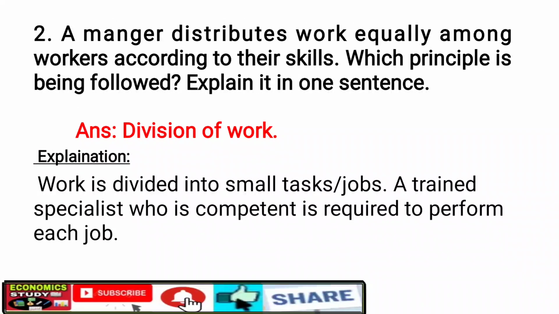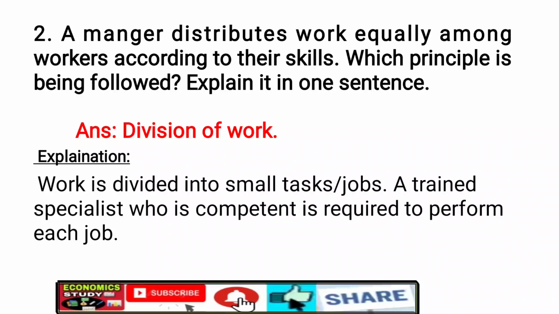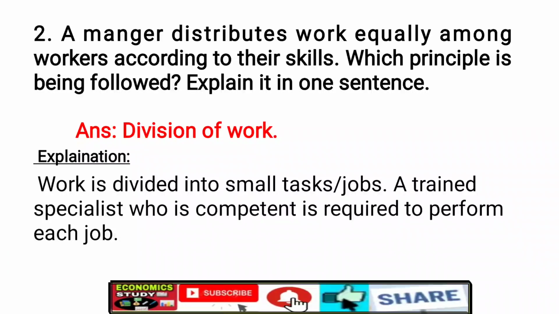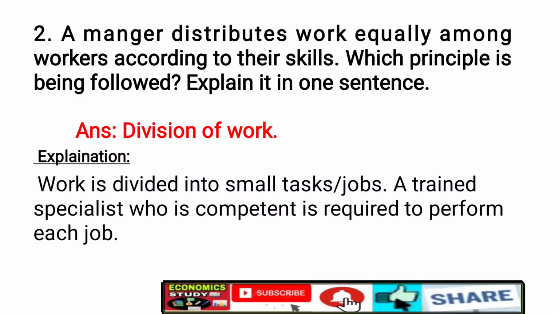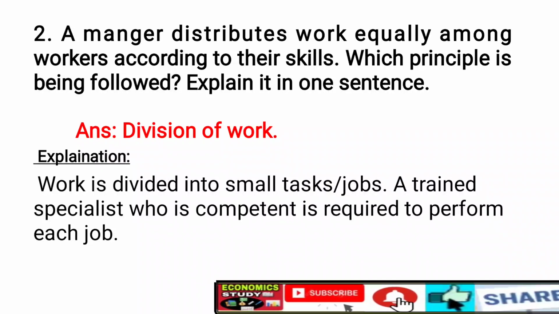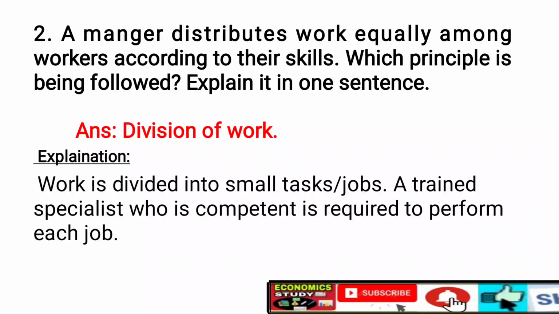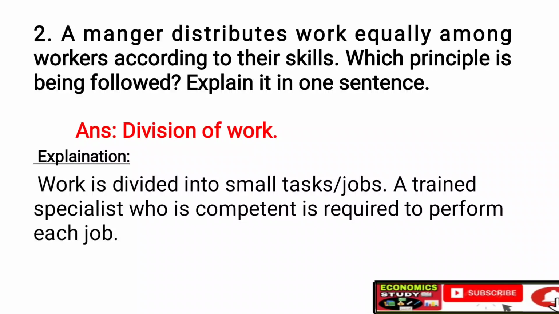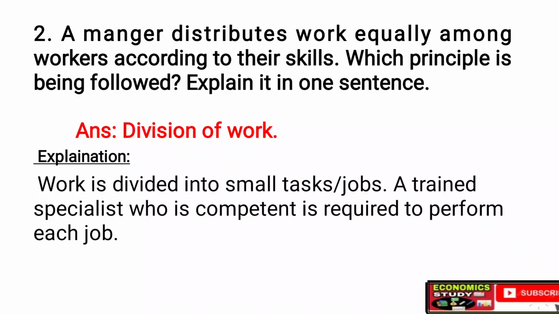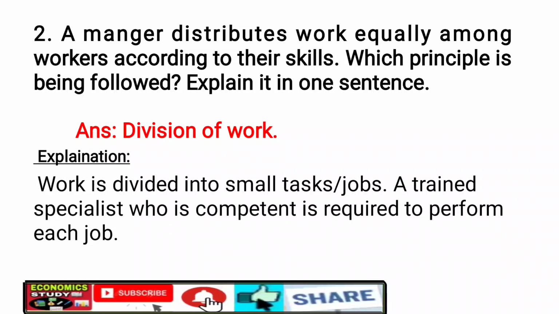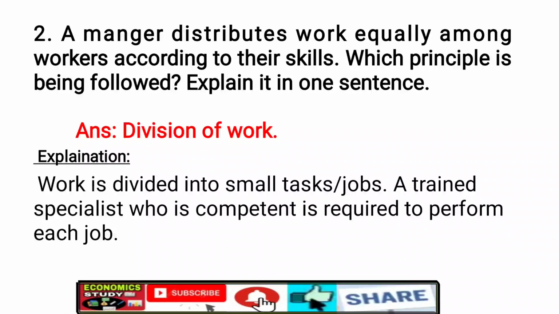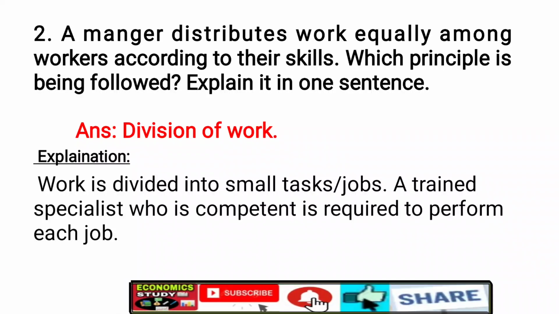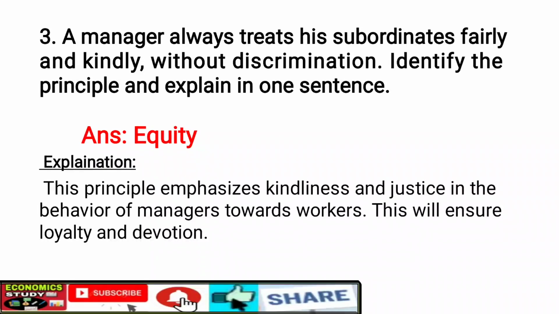Next question, question number 2. A manager distributes work equally among workers according to their skills. Which principle is being followed? Explain it in one sentence. Answer is division of work. Explanation: Work is divided into small tasks or jobs. A trained specialist who is competent is required to perform each job.